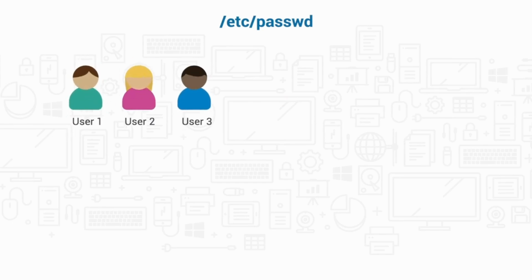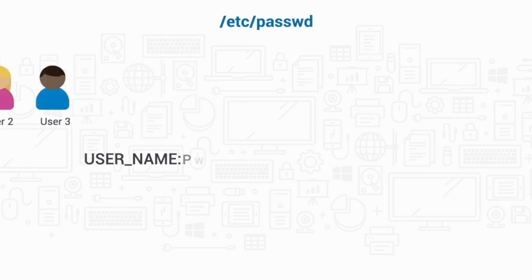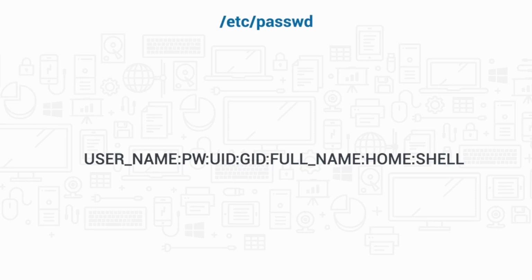Each user account on a system is represented by a single line called an account record. An account record is composed of several fields, each separated by a colon. The first field is the username. The second is the password field. The third is the user ID field. Then there's the group ID field, the full name field, the home directory field, and finally, the shell field. Let's look at an example of each field.